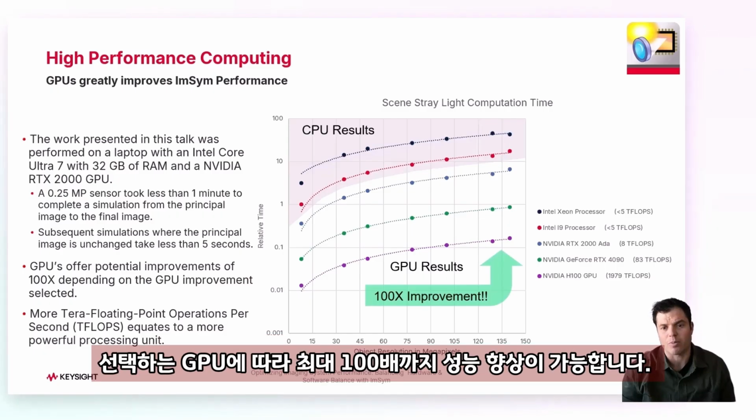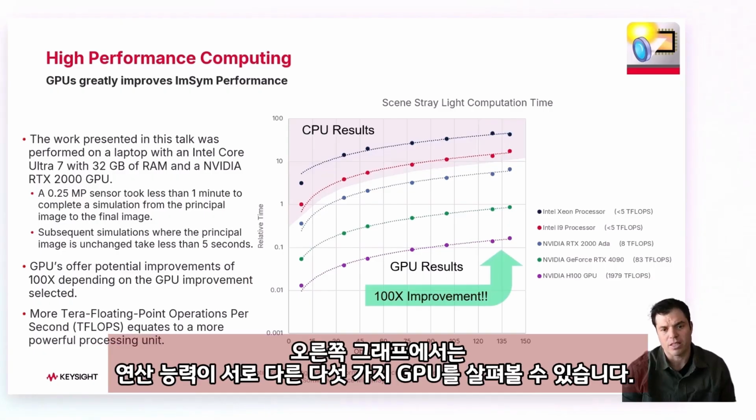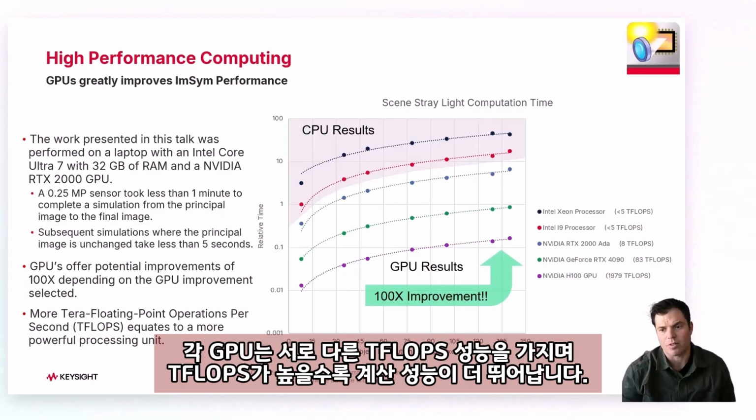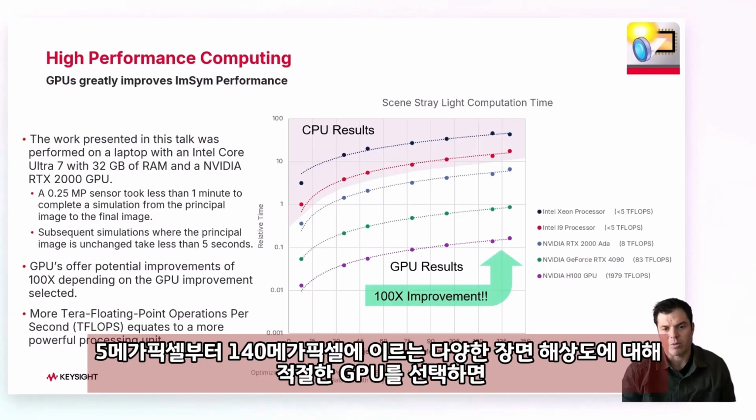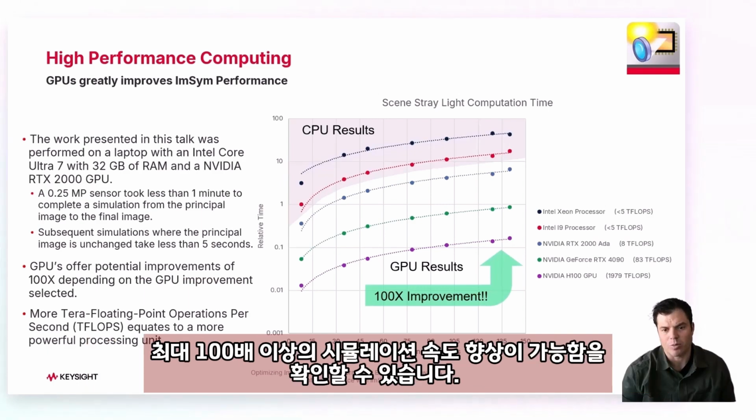However, GPUs offer potential improvements of up to 100 times depending on the GPU selected. In this graph on the right, we look at 5 different GPUs of varying compute power. Each GPU has a different number of teraflops, where more teraflops means more compute power. As we're able to see across different object resolutions from 5 megapixel up to 140 megapixels, potential improvements of up to 100 times faster are possible with the selection of the correct GPU.